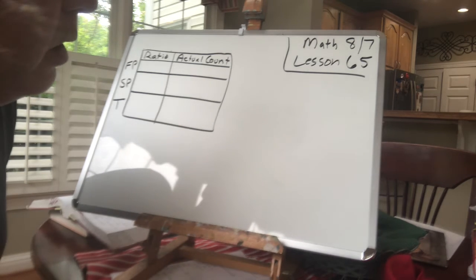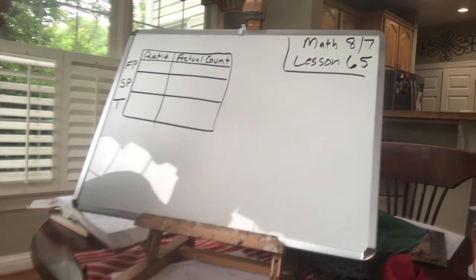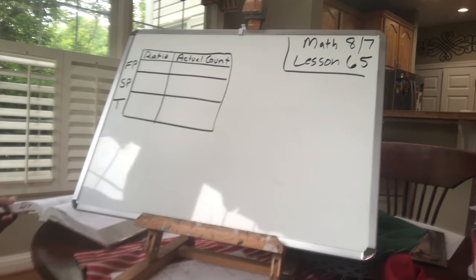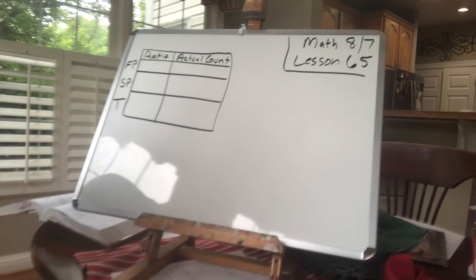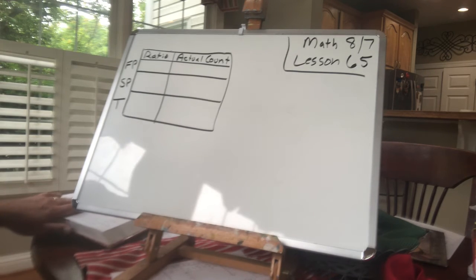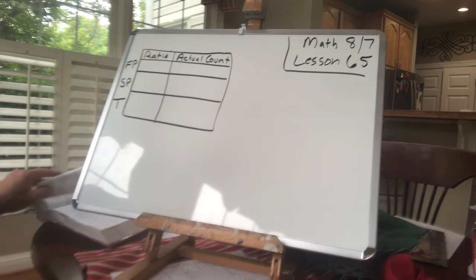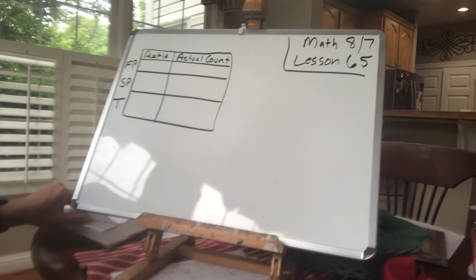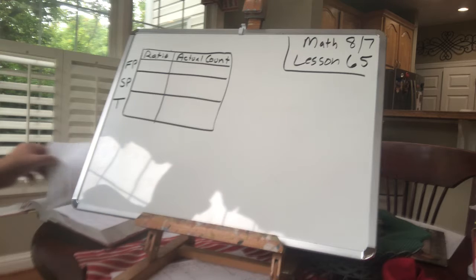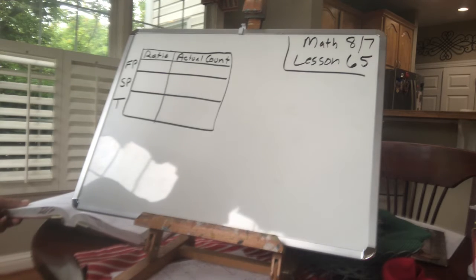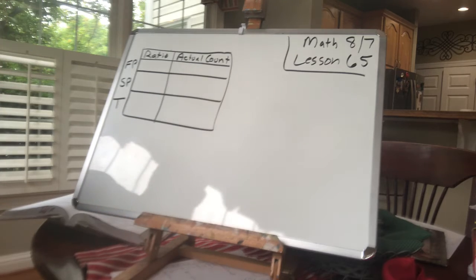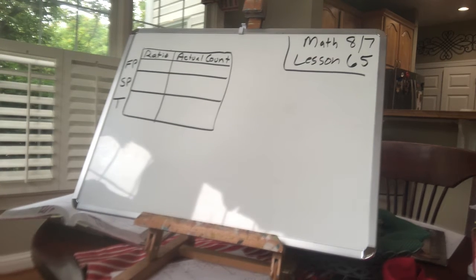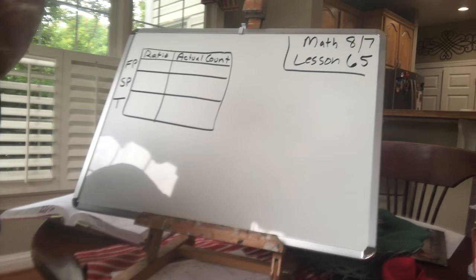Today we're going to be working on lesson 65, which is on page 445, and it is on ratio problems involving totals. I'm going to be going over one problem, and it should be easy enough to understand. But pay attention. If you have to, rewind it and watch it again.